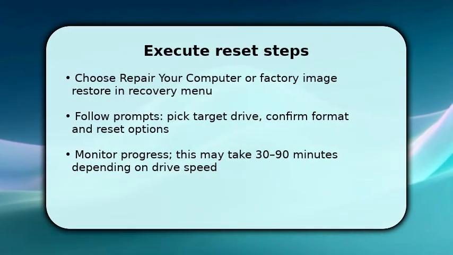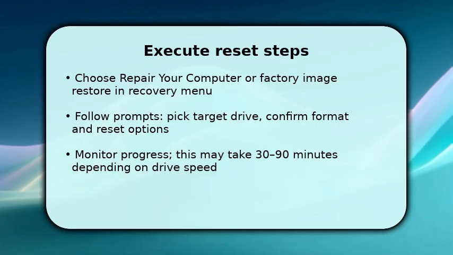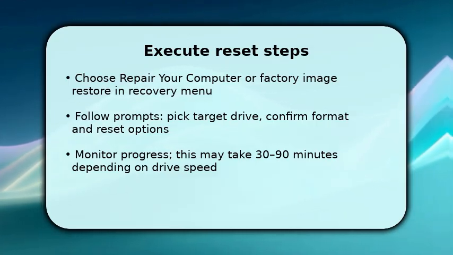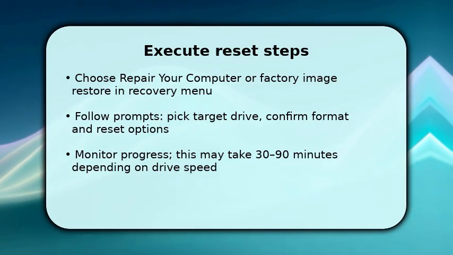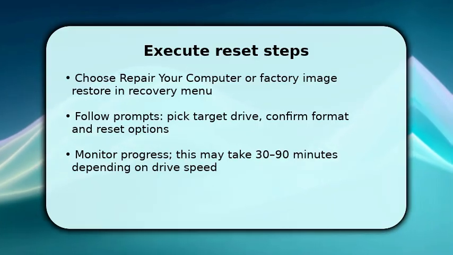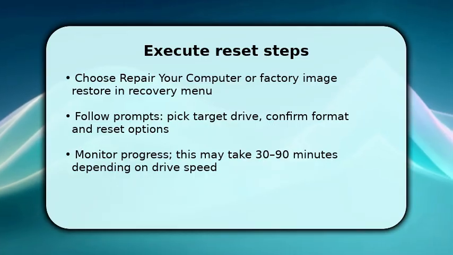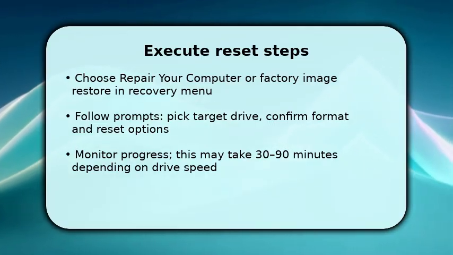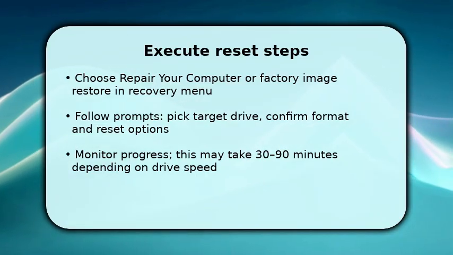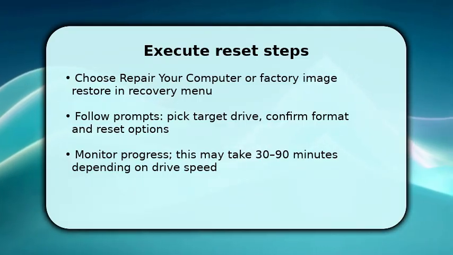You now navigate the recovery menu and select Repair Your Computer or the Factory Image Restore option provided by your OEM. When prompted, pick the system drive, typically C, and agree to format it. This removes personal files and restores default system files. Make sure to read each confirmation dialog to avoid preserving unwanted data.